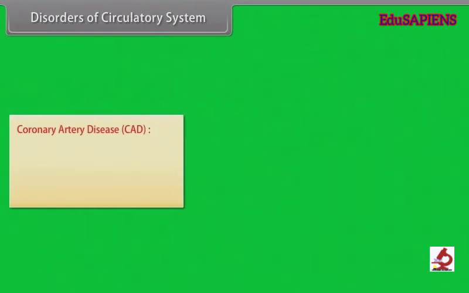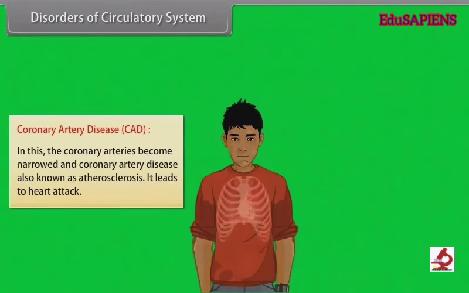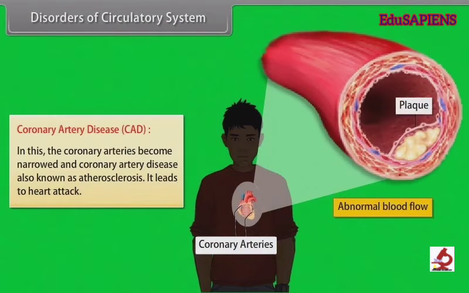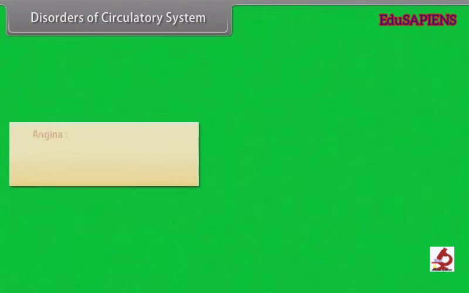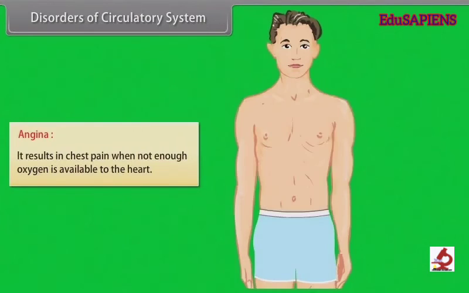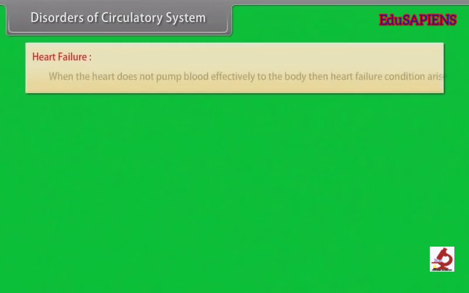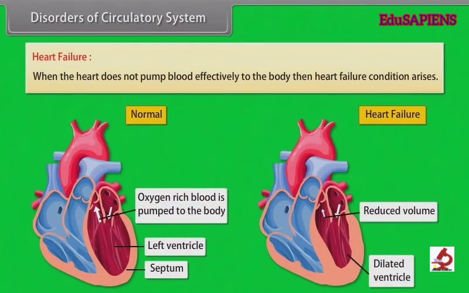Coronary artery disease or CAD. In this, the coronary arteries become narrowed, also known as atherosclerosis. It leads to heart attack. Angina. It results in chest pain when not enough oxygen is available to the heart. When the heart does not pump blood effectively to the body, then heart failure condition arises.